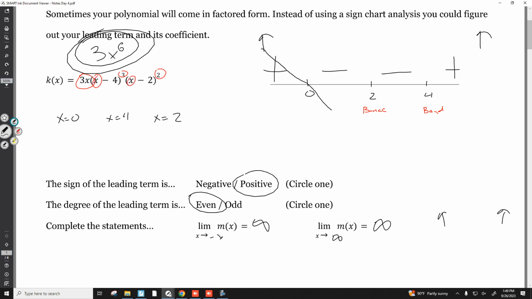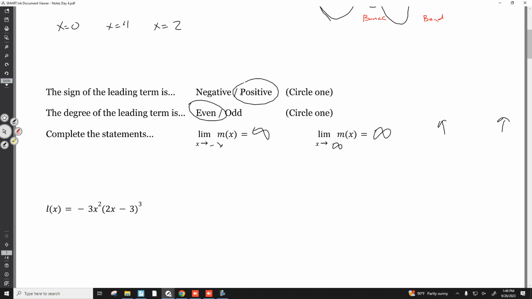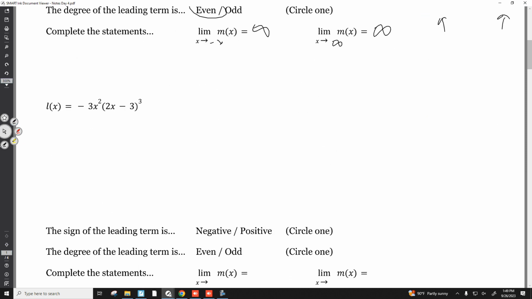From there, you can sketch. Okay, maybe don't bend through 0, but you know what I mean. Okay, so we don't have to check our signs, or we could just think about both signs and end behavior all at the same time. Here we go. You know where the zeros are. You know their multiplicities.